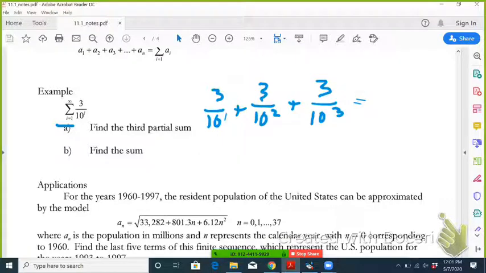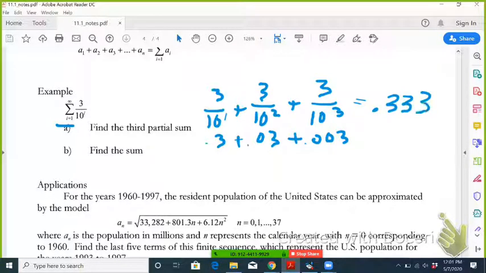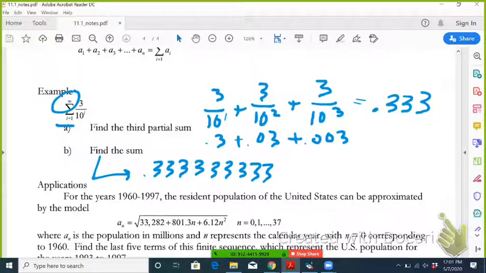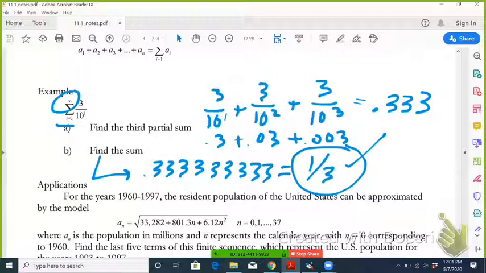This would simplify to 0.3 plus 0.03 plus 0.003, so that's 0.333. Now it says find the sum, implying, what if we did that forever? Pause and think about it. You can see that if we kept doing 3 over 10 to the 4th, 5th, 6th, 7th power, we would just keep getting a repeating decimal. So the sum of this infinite series is just 1/3. I prefaced earlier that I wouldn't give away how an infinite series could have a specific number as a sum, but there's one example, and we'll learn more later on.